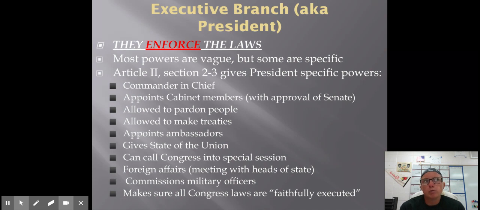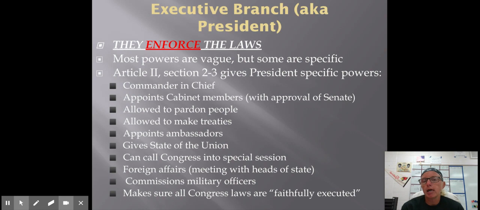Obviously, the one that most people have heard of is their commander-in-chief. The framers, when they wrote this, wanted to make sure that a citizen was in charge of the military, so we didn't have like a military dictatorship. So that's why the president can't be a part of the military. They have to be a citizen. And then they get to be commander-in-chief.